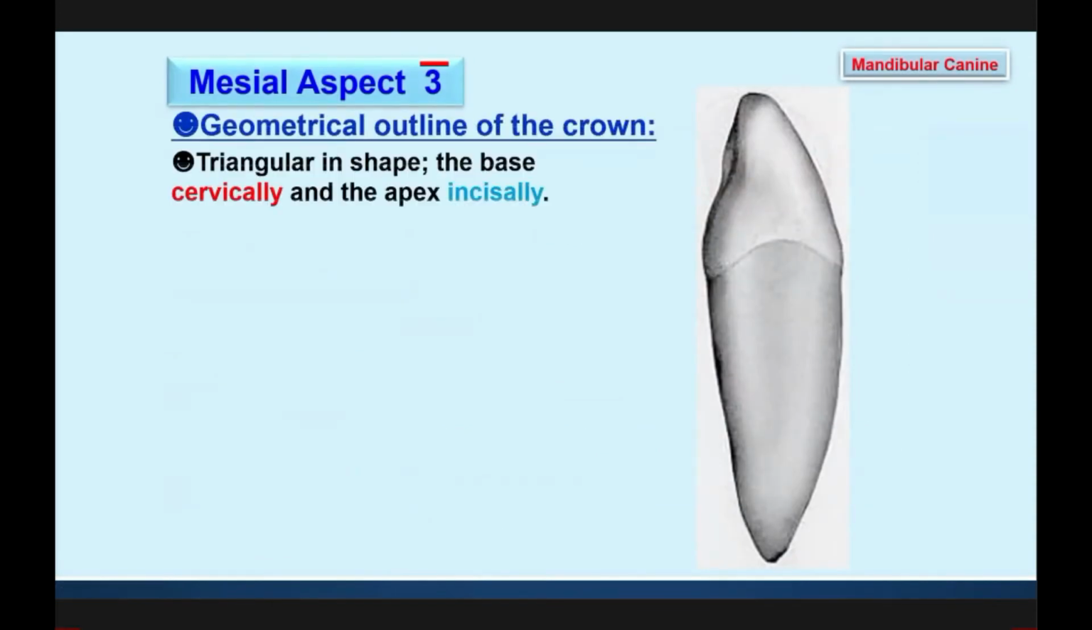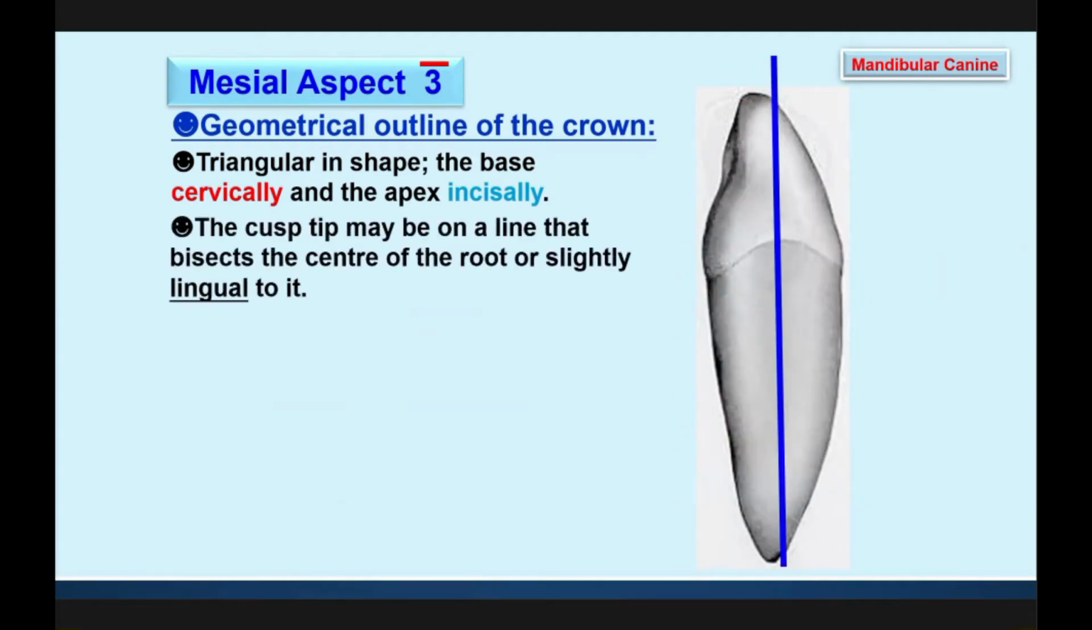The mesial aspect, you see the geometric outline is triangular, as usual for all the anterior teeth. The distal or mesial aspect is triangular in shape from a geometric point of view. The base is at the cervical line and the apex is at the incisal tip. The cusp tip may be on a line that bisects the center of the root, or slightly lingual to it. In the case of the maxillary canine, it is straight or labially positioned. In the case of the mandibular, it is straight or lingually inclined.